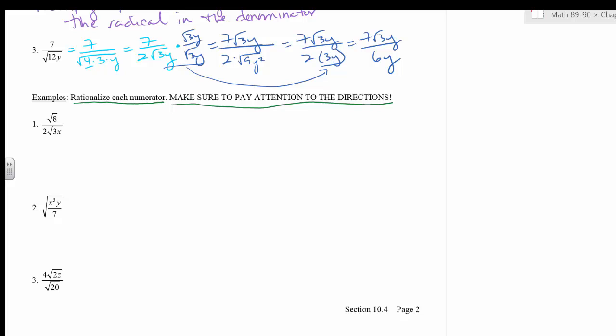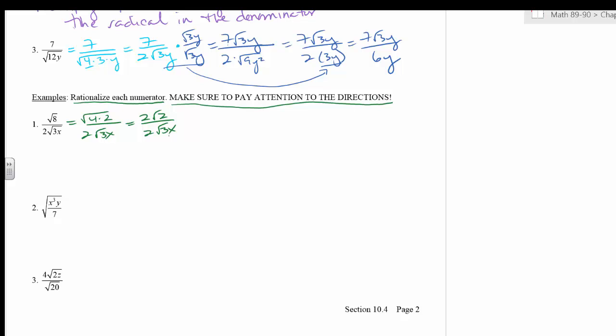All right, so example number 1, they want us to rationalize the numerator. Now remember, I told you that I'm going to pull out any perfect square factors first, and there is a hidden 4 inside of this 8. So I'm going to break that down first. I'm going to break down anything I can. So square root of 8 is 2 square roots of 2. That's one we see a lot.